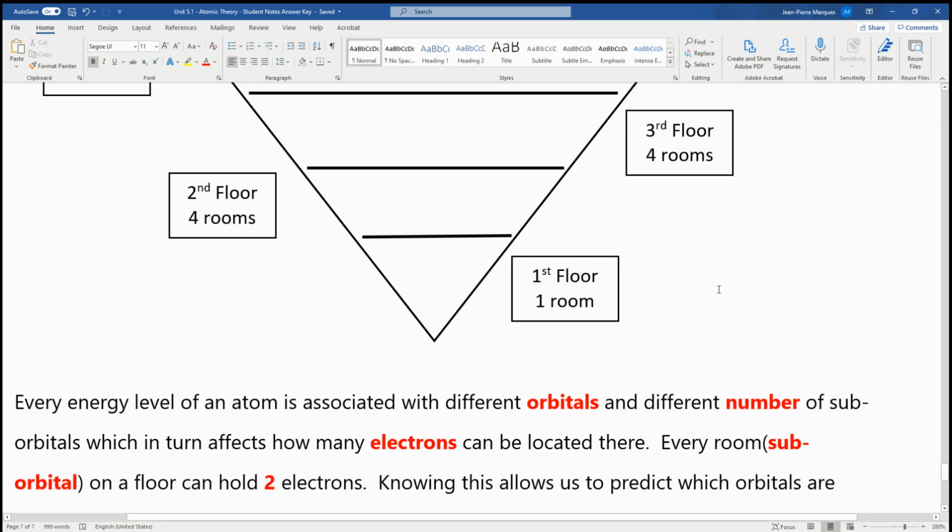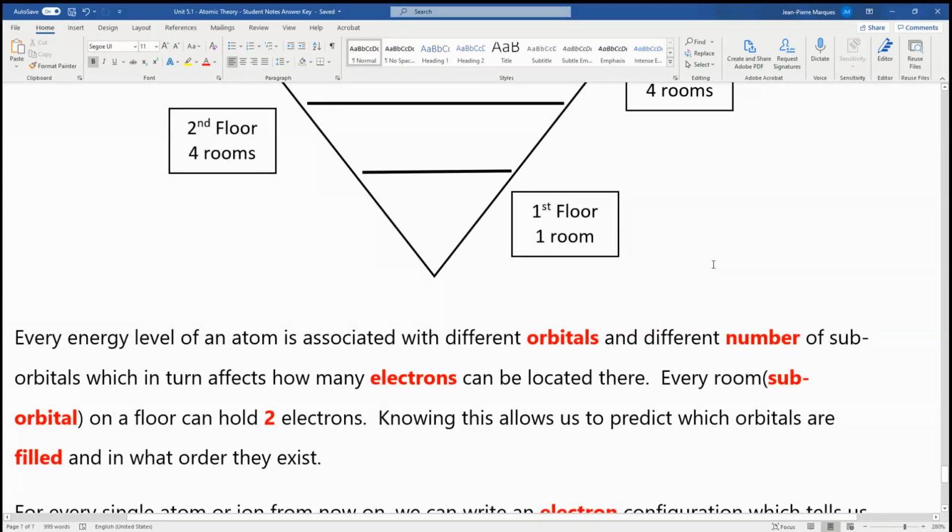Now, as I mentioned, every orbital has suborbitals, which are where the electrons stay. They're like the rooms. And each suborbital can hold a total of 2 electrons. And later on, when you start to learn about configurations, this will allow us to predict which orbitals are filled and in what order they exist.